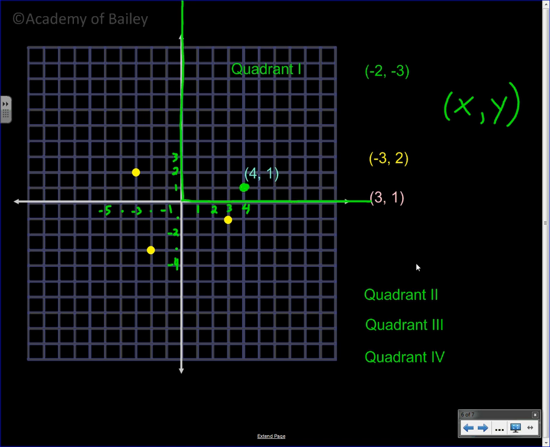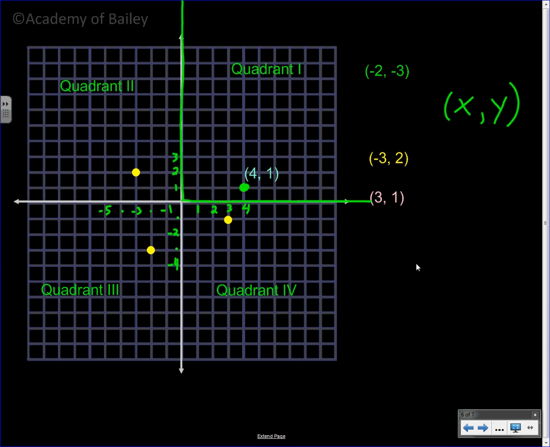Now your quadrants are named counterclockwise. This is quadrant 2. This is quadrant 3. And this is quadrant 4. And Roman numerals are used to name those quadrants.